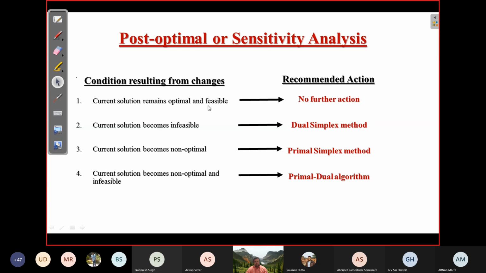will be required to do post-optimal or sensitivity analysis, or in fact to compute those ranges of feasibility and ranges of optimality. So let us see one by one how to do this.